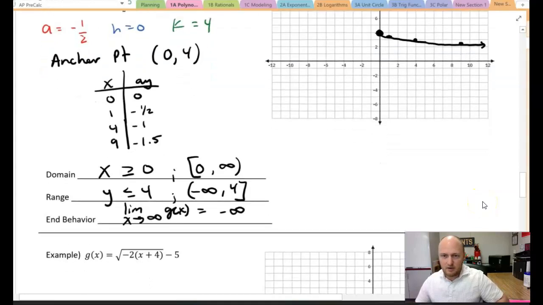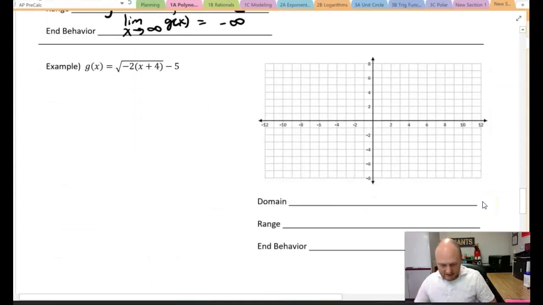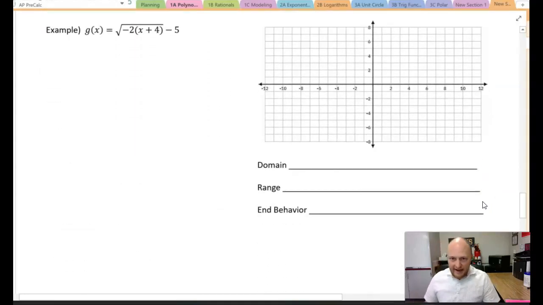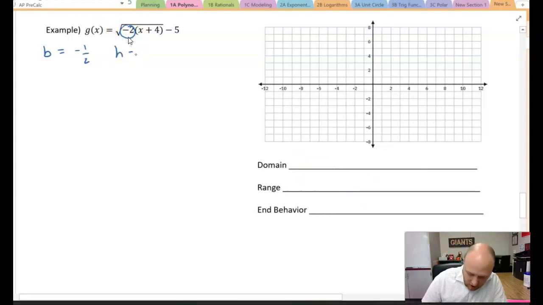Okay, let's go ahead and look at an example now where we have a b value. So I don't have an a value, but I do have this b parameter here. I see a -2. So I know that my b value is the reciprocal of this, which is -1/2. So you always flip that. Our h value, also the opposite. Remember, anything that affects the x really is the opposite. And then our k value is -5.